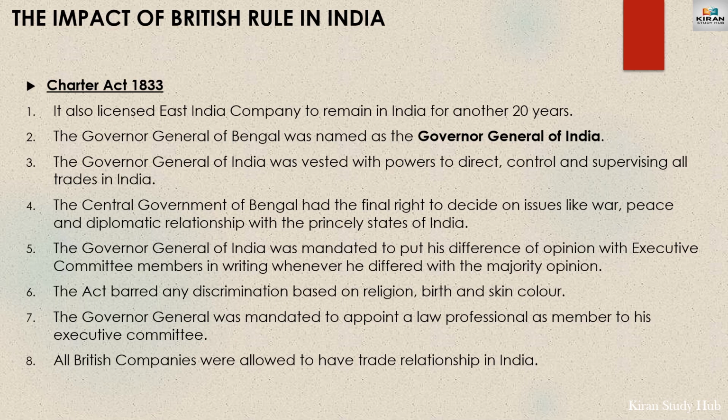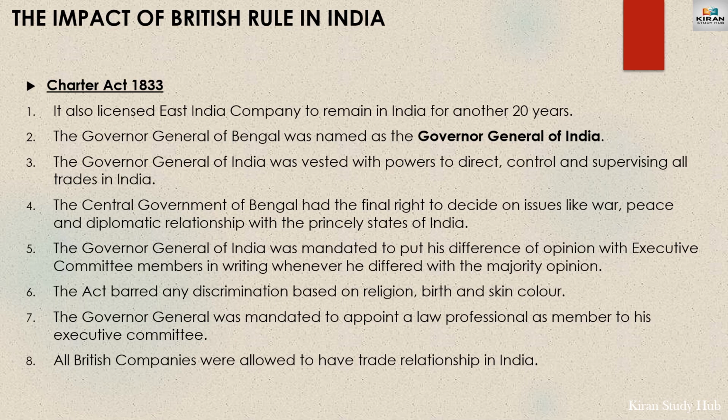The Charter Act of 1833. This act gave license for the East India Company to rule India for another 20 years. The Governor General of Bengal was renamed as Governor General of India. Now the Governor General of India got more powers: the powers to direct, control and supervise all trades in India.